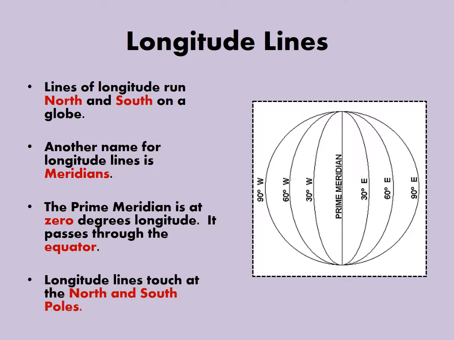Longitude lines touch at the north and south poles. So if you remember from our last slide, latitude lines are parallel, which means they never intersect. Longitude lines, however, do touch at the north and the south poles. On the last slide, we looked at the equator, which runs through the middle of the globe. Our prime meridian is at 0 degrees longitude, and it runs from north to south.